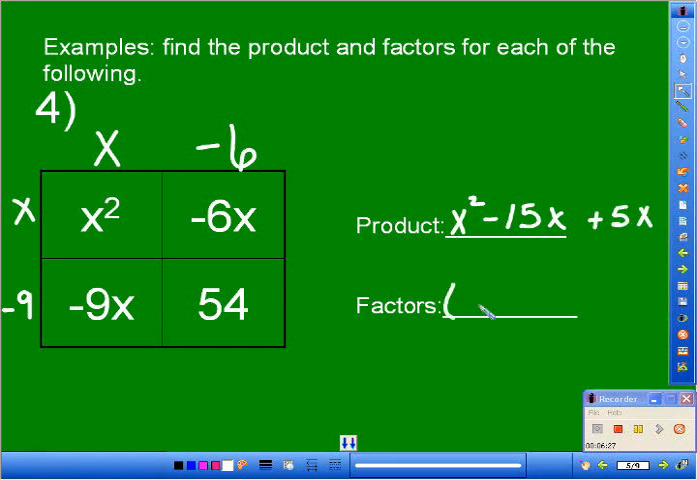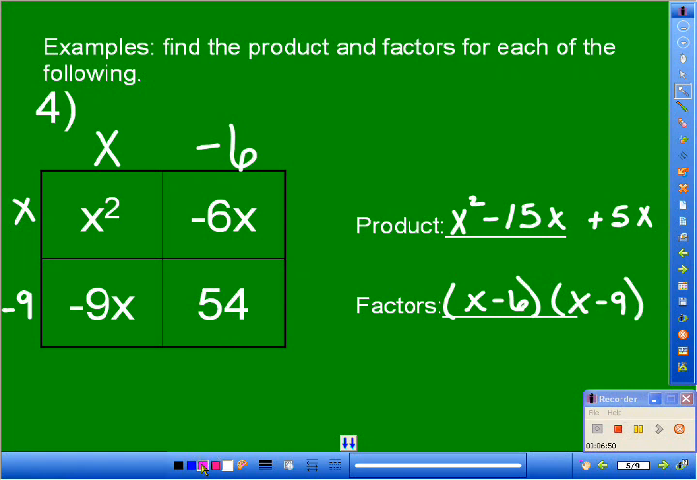Your factor then is x minus 6 and x minus 9. And if you'll stop and think for just a moment, we have a positive times a negative gives me a negative. A negative times a positive yields a negative.